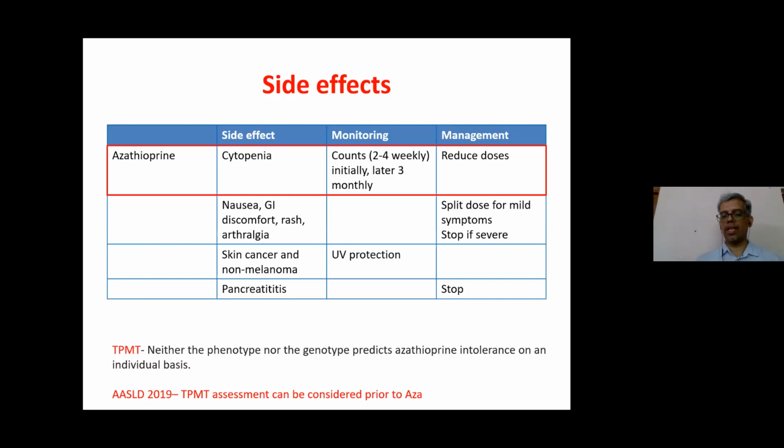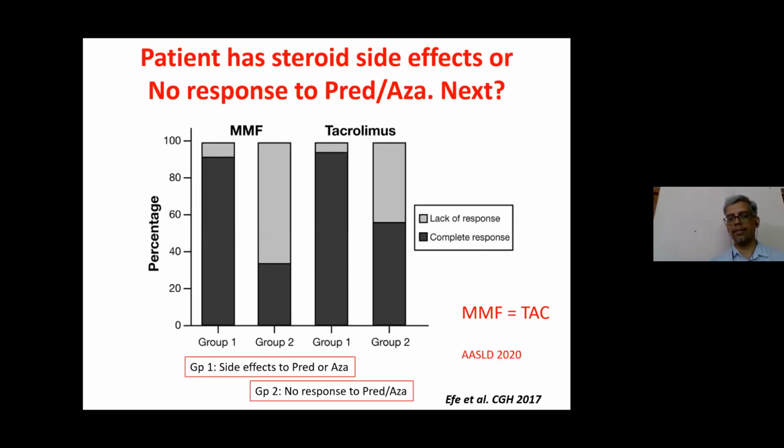Another important thing comes as TPMT estimation. So neither the phenotype nor the genotype predicts AZA intolerance on an individual basis. It's not very essential to do a TPMT. In India, as such, the prevalence of the homozygous TPMT, which is associated with AZA toxicity, is pretty low, though TPMT estimation can be considered prior to AZA, as suggested by the AASLD and the EASL guidelines.